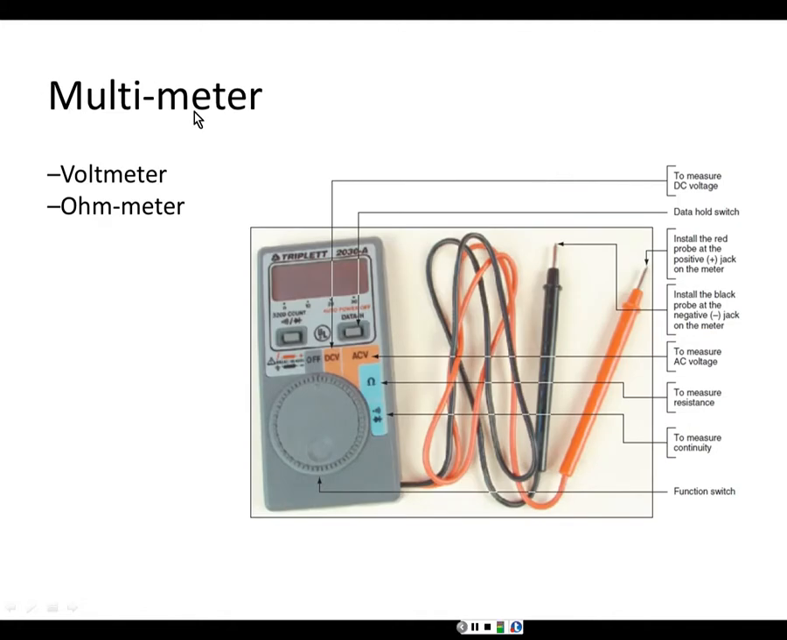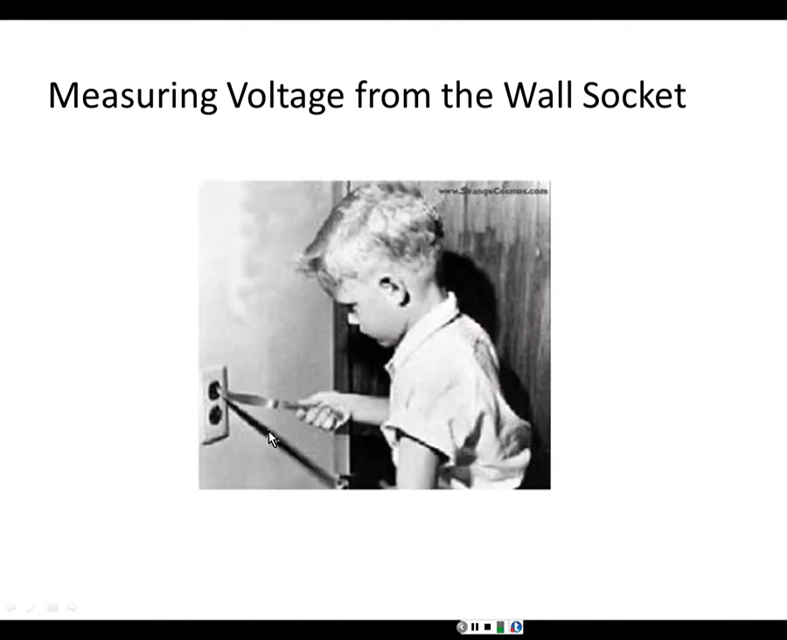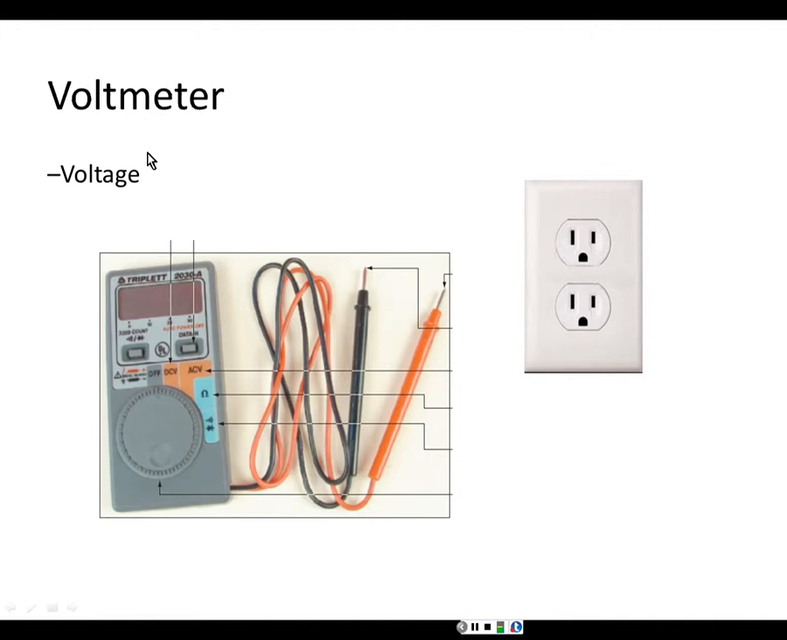A multimeter is really two tools. It is a voltmeter, which measures voltage, and it is an ohm meter, which measures resistance. Let's start out with the voltmeter first. If you are trying to determine whether or not there is any power coming out of the socket, there are a couple ways to determine that. This would not be a very safe method of determining whether or not there is voltage coming out of the socket. A better thing to do would be to get a voltmeter.